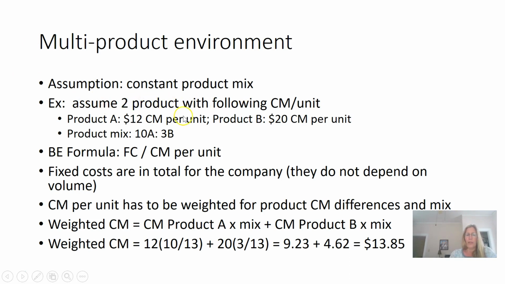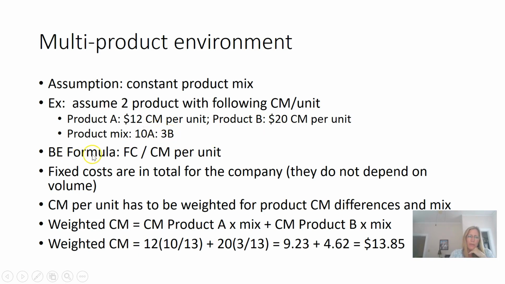Let's assume we have 2 products and that the contribution margin per unit is as follows. So product A, $12 contribution margin per unit, and product B, $20 contribution margin per unit. And the product mix, so you saw that come up in the case where they were giving you the mix. The product mix in this case is that for every 10 units of A that you sell, 3 units of B. Okay, so you got to deal with that mix in terms of these contribution margins. You can't just add these two together. You got to weight them based on the number of units that are being sold.